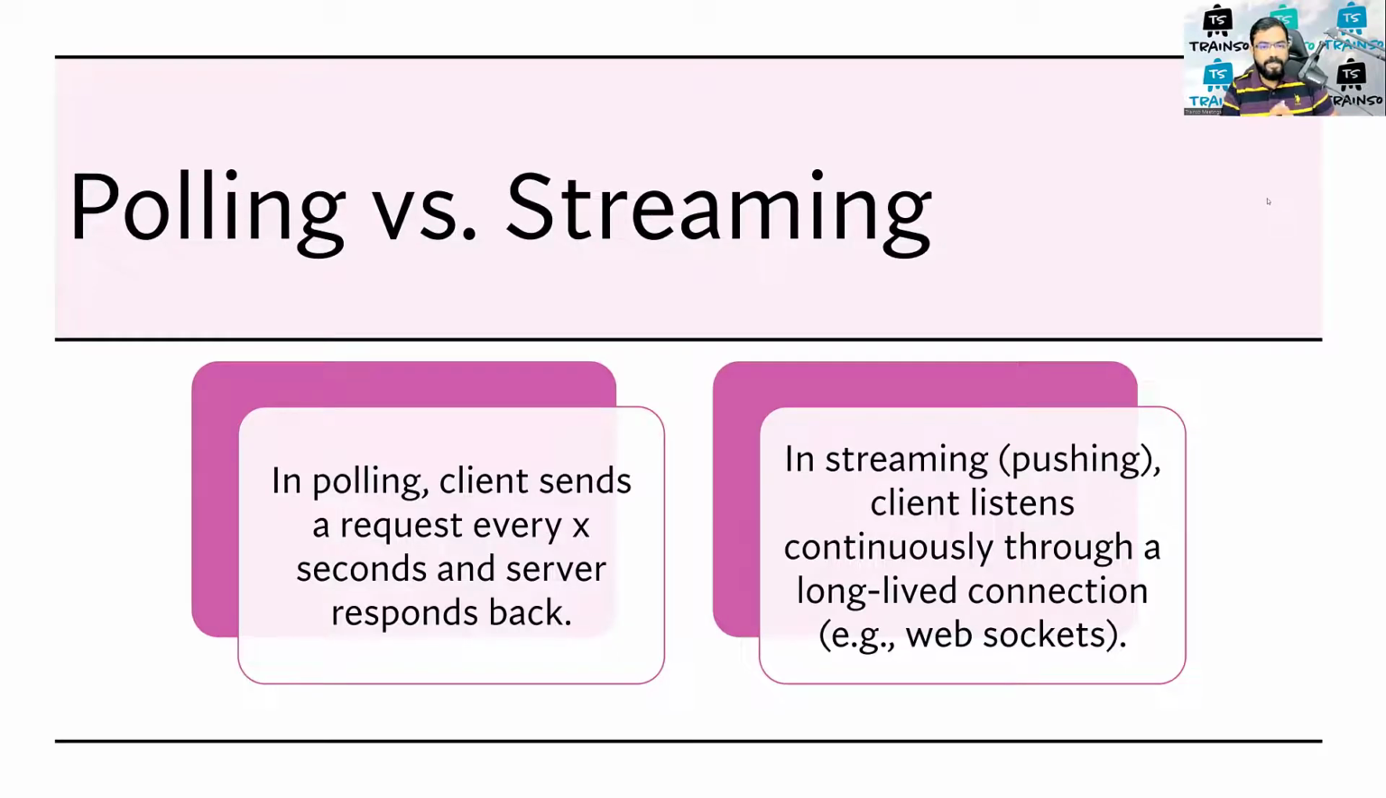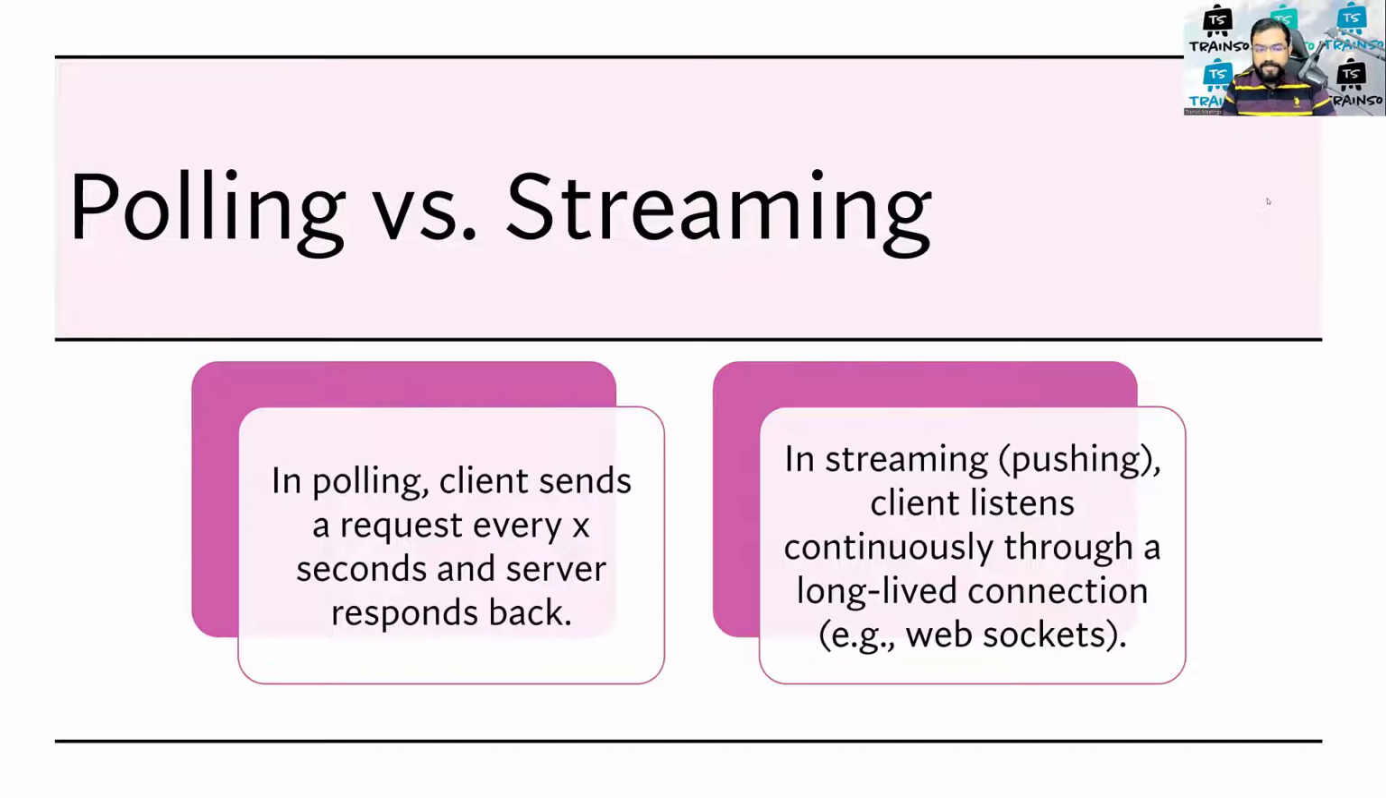Polling versus streaming. So in polling, client sends a request every X seconds and server responds back. In streaming, also called pushing, client listens continuously through a long-lived connection, and whenever a server has some message, it will tell the client, okay, I have this message, do whatever you want with it. So in messaging, these are two approaches in which we can get messages from a system.